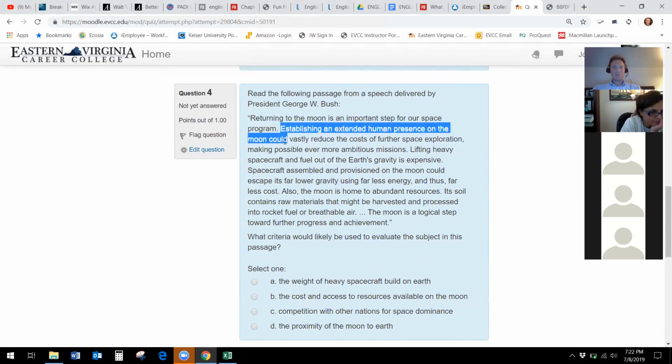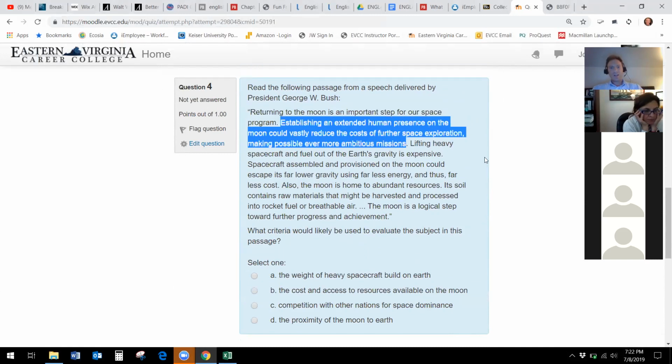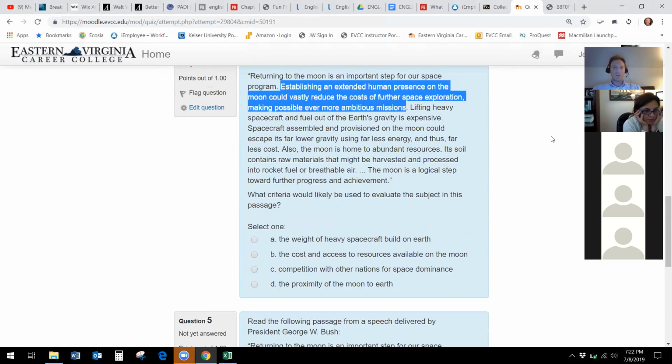Returning to the moon is an important step for our space program. Establishing an extended presence on the moon could vastly reduce the cost of further space exploration, making possible ever more ambitious missions. Lifting heavy spacecraft and fuel out of the Earth's gravity is expensive. Spacecraft assembled and provisioned on the moon could escape its far lower gravity using far less energy, and thus far less cost. Also, the moon is home to abundant resources. Its soil contains raw materials that might be harvested and processed into rocket fuel or breathable air. The moon is a logical step toward further progress and achievement.